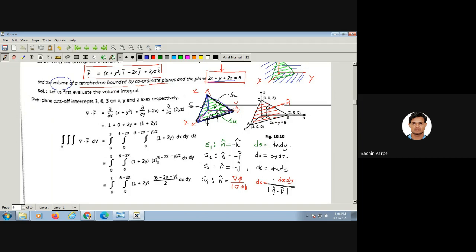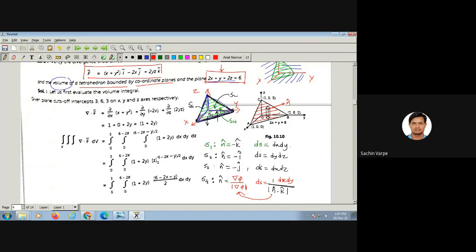Where what is this n cap? N cap you will get by this, and k cap. Why k cap? Because for this particular xy plane, n cap will be in the direction of z axis. That is why k cap. If we take the projection over yz plane, then 1 upon n cap dot j cap will be there. Sorry, for the yz plane, what will n cap be? I cap. So n cap dot i cap will be there.